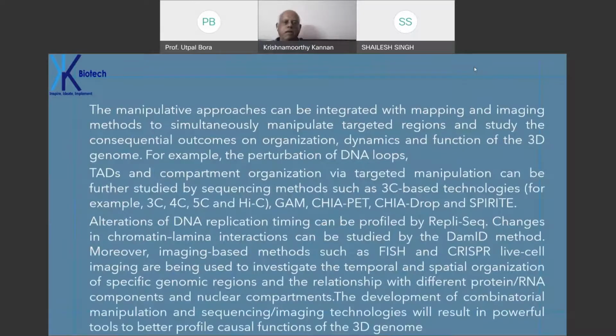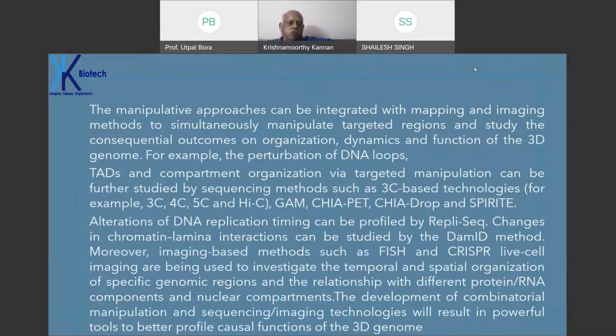The manipulative approaches can be integrated with mapping and imaging methods to simultaneously manipulate a targeted region and study the consequential outcomes on organization, dynamics, and function of the 3D genome. For example, perturbation of DNA loops or topologically associated domain and compartment organization by targeted manipulation can be further studied by sequencing methods such as 3C-based technology, about which we talked earlier. Alteration of DNA replication timing can be profiled by Repli-seq. Changes in chromatin-lamina interaction can be studied by the DamID method.